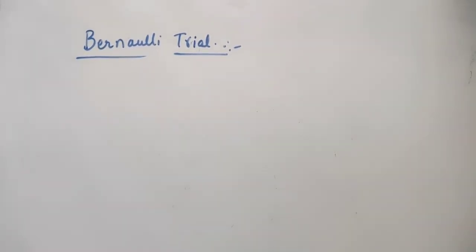It is called a Bernoulli trial, like tossing a coin. Probability of getting head is a Bernoulli trial. Why? Because there are only two possibilities: either you will get head or tail.